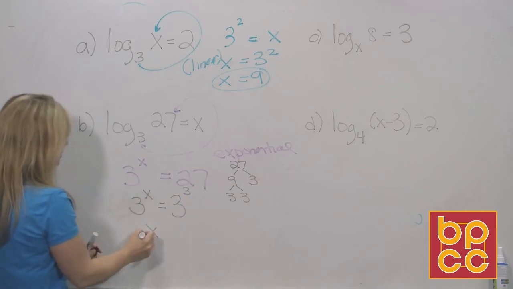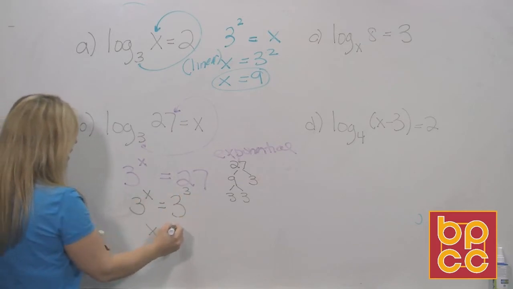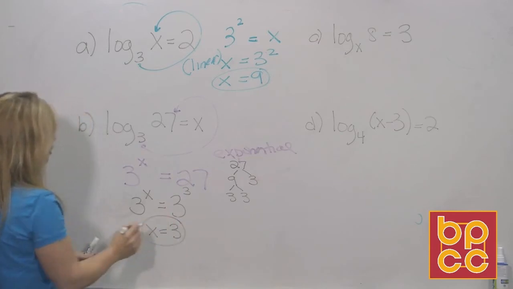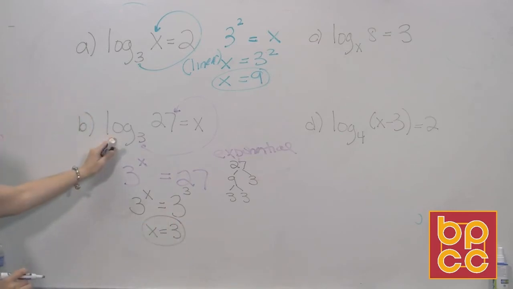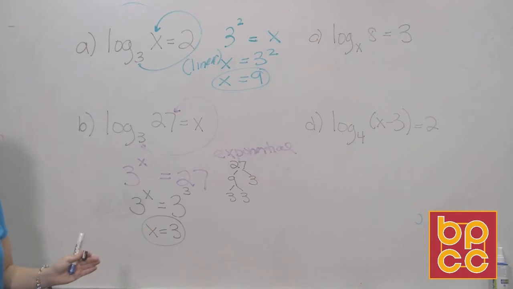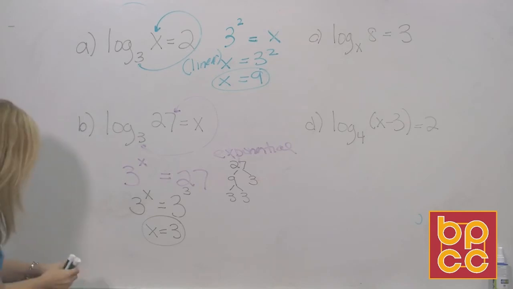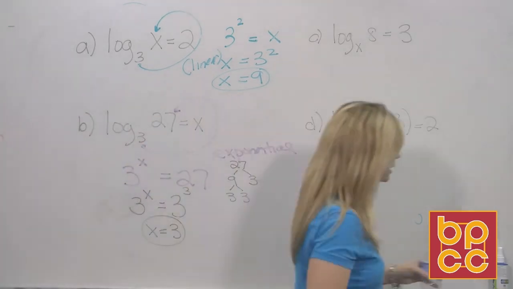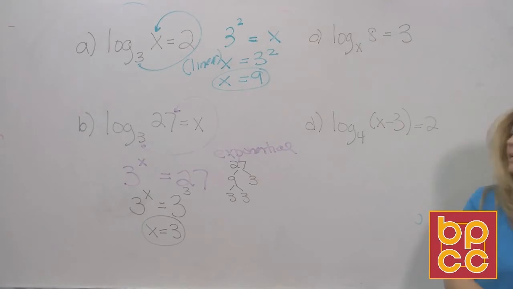So on the left, the exponent's x. On the right, the exponent's 3. There's your solution. You just solved the log equation without understanding what a log is, because you changed it to an equation you know how to work. All right, let's look at the third one. Log base x of 8 equals 3.